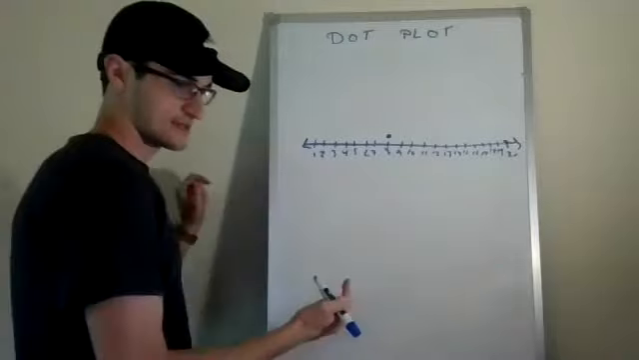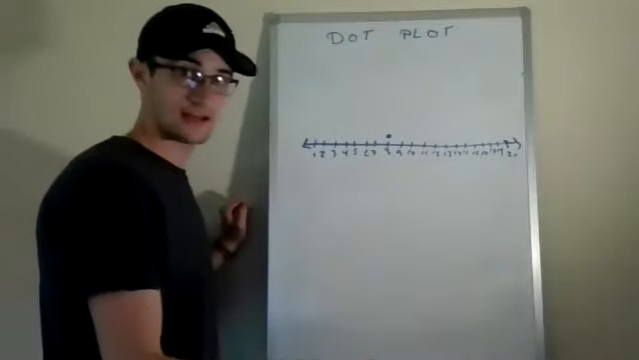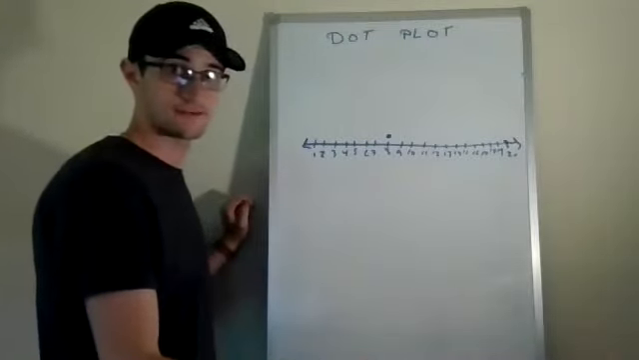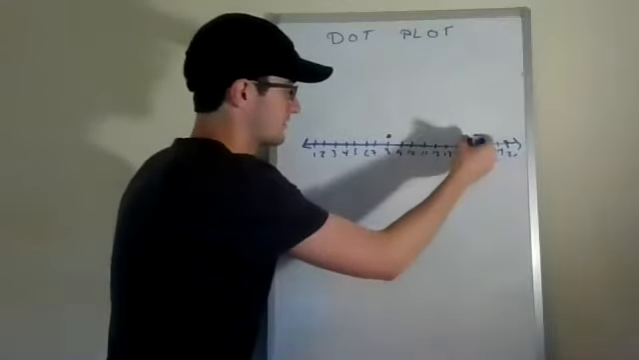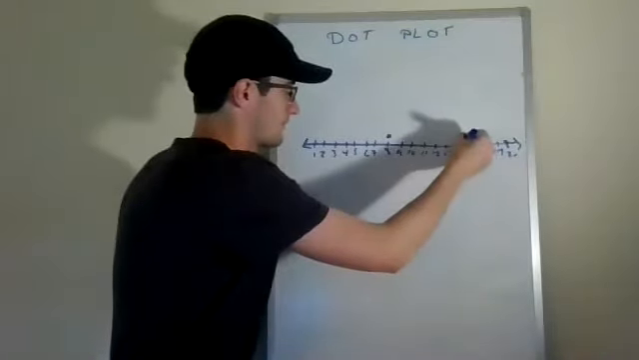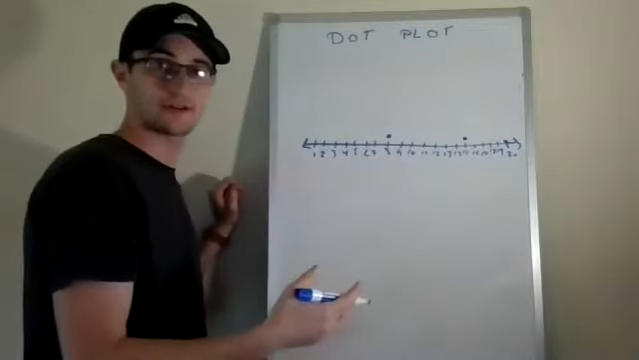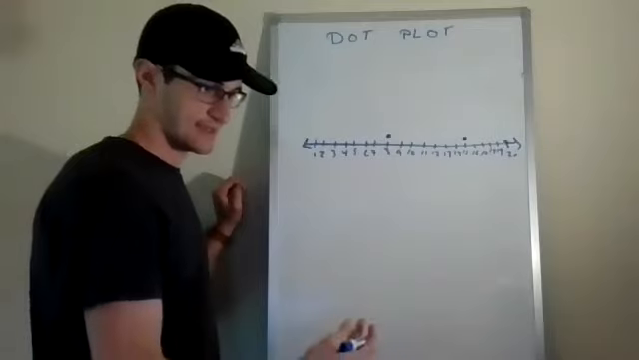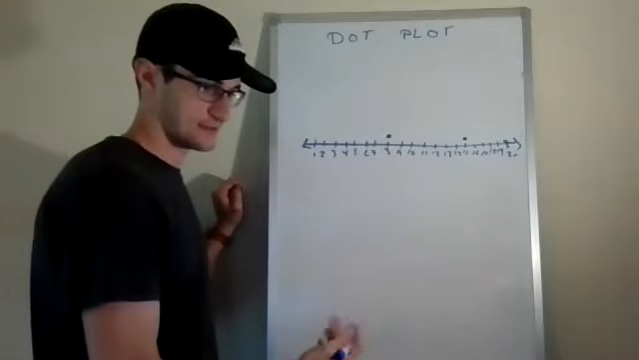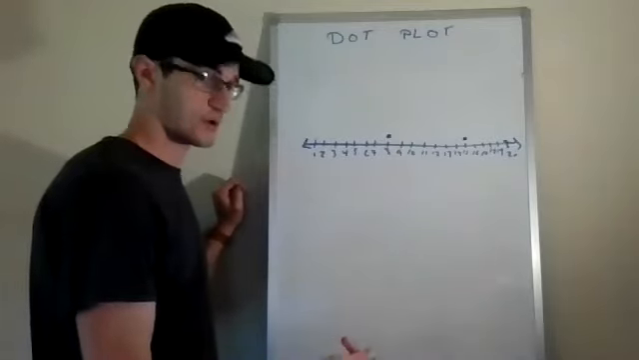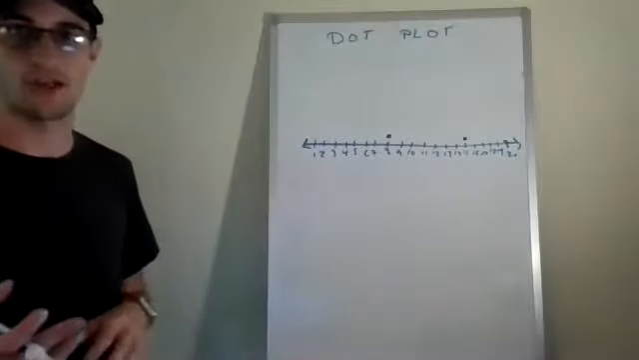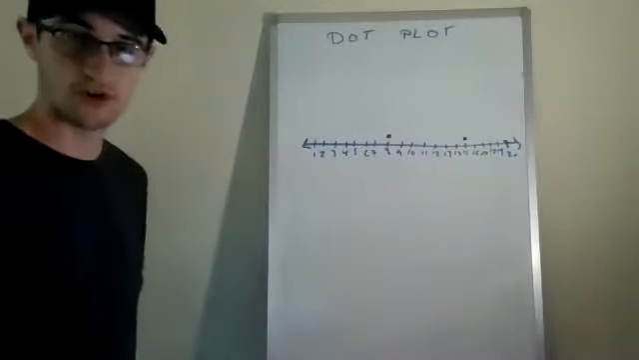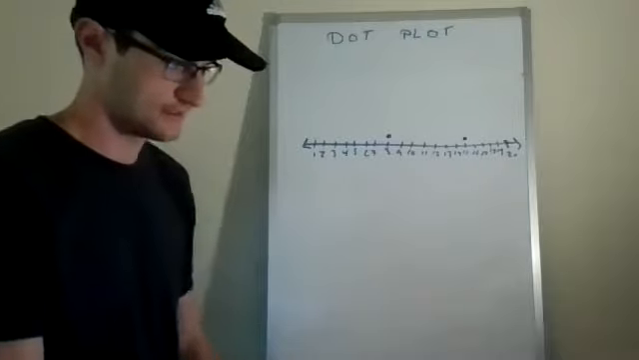So the next number in the list would be 15. So above 15, I would put a dot. And I would repeat the pattern for the rest of the numbers in that list. Okay. So let's go ahead and do that. If you're following along, go ahead and start it. I'm going to fill them all in.